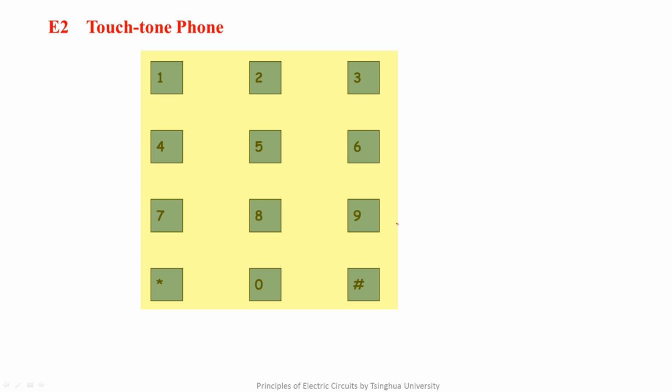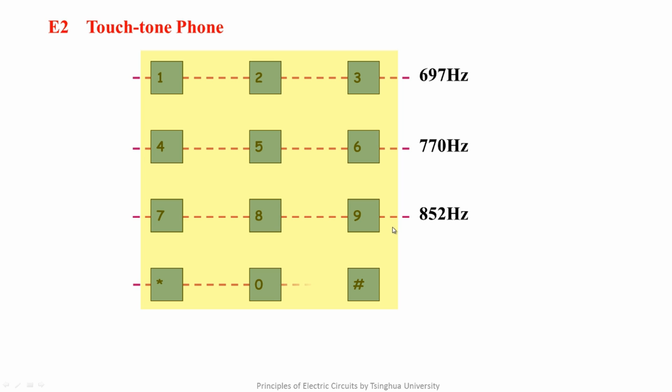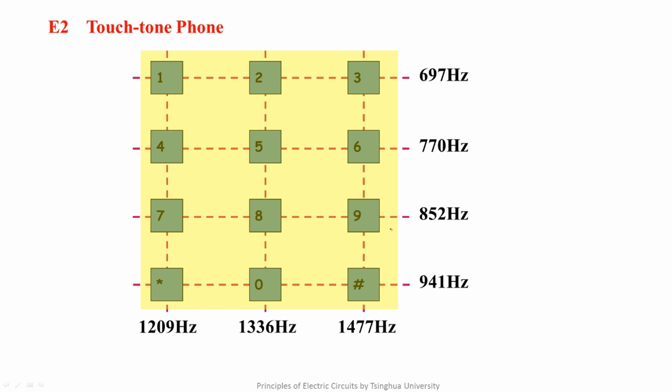Keys are divided into 4 lines and 3 columns. When pressed the first line, the phone will send a frequency, the second line another frequency, and so on. When pressed the first column, it will send a frequency, second, third, and so on. That is to say, every time we press a key, the telephone will send 2 frequencies.